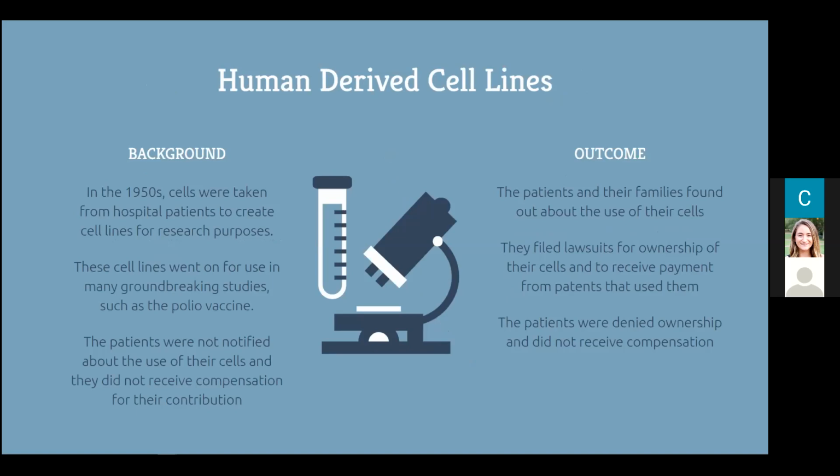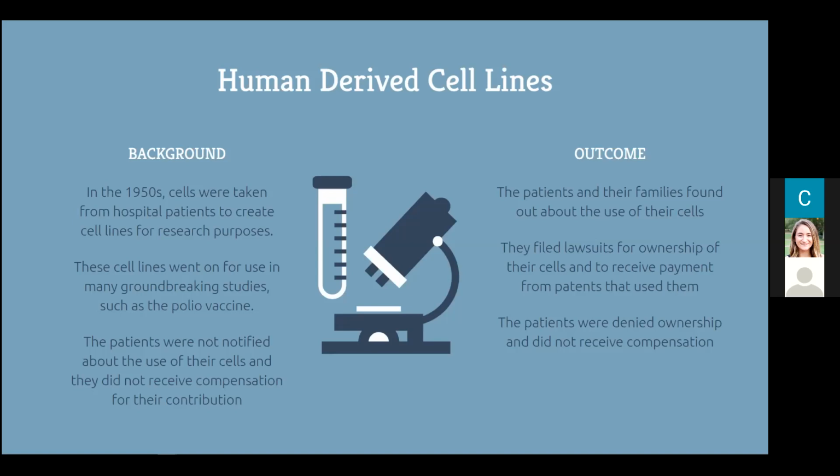So for example, there are certain cases in the 1950s when cells were taken from patients to create cell lines for use in research. And this was before there was a requirement for getting consent to do this. These cells went on to be a part of many groundbreaking studies, such as the discovery of the polio vaccine, and the owners of the cells didn't have any idea that their cells were being used.